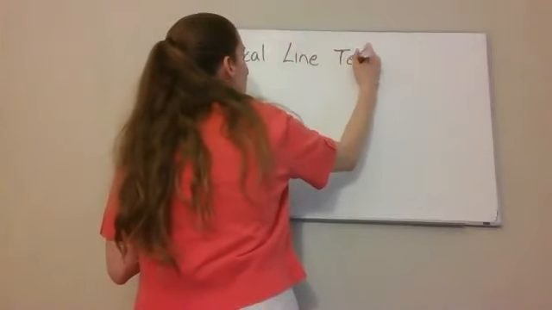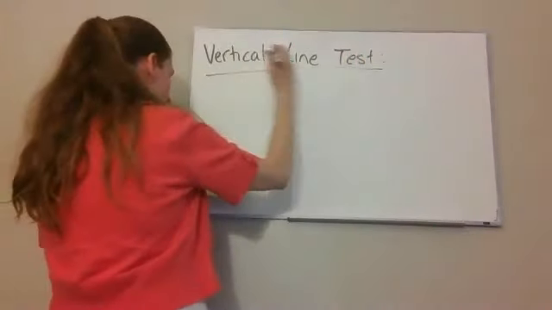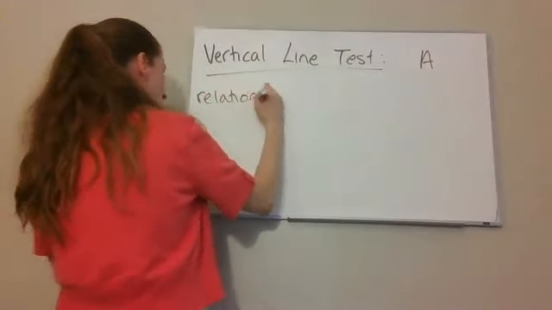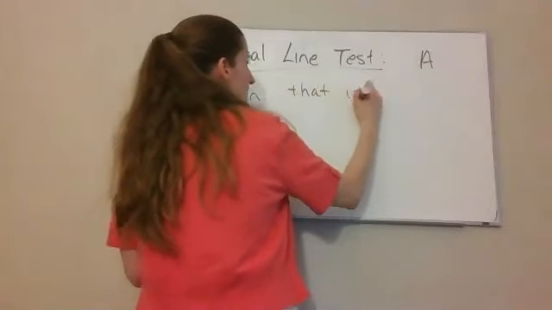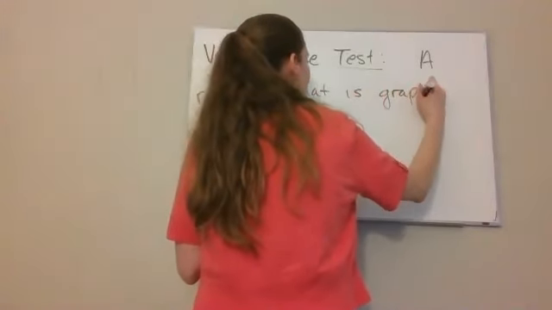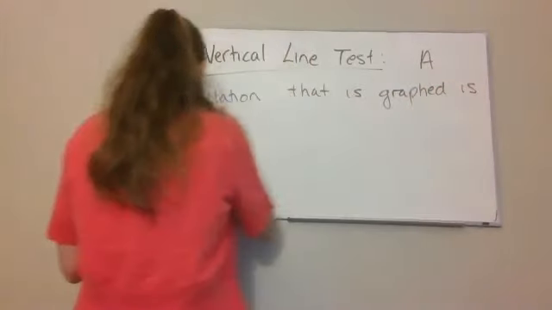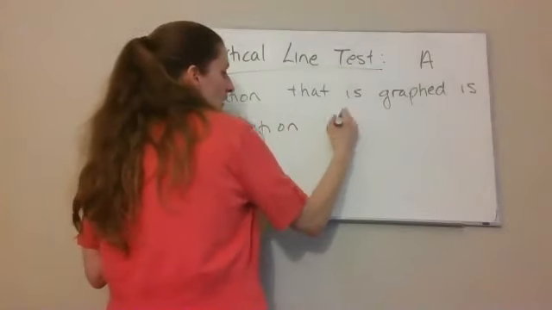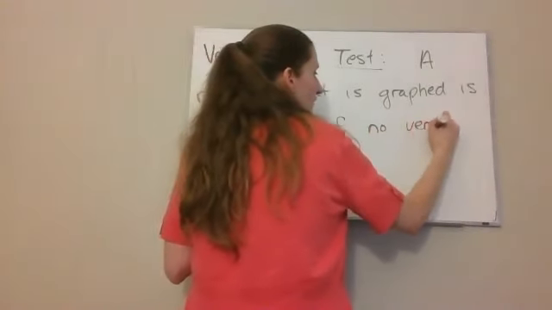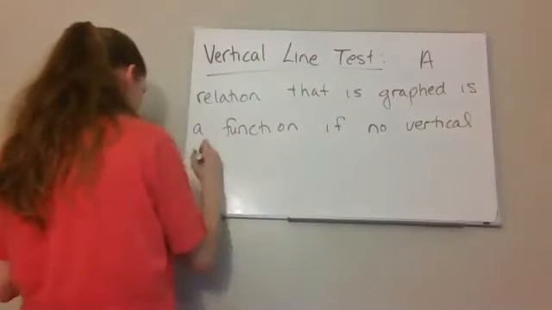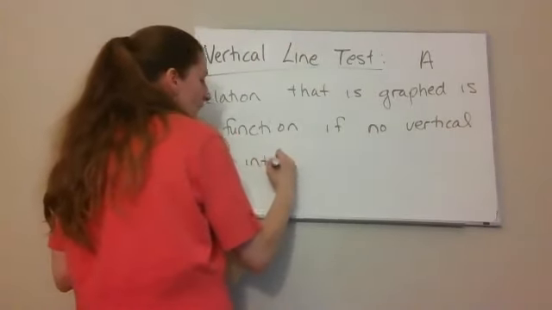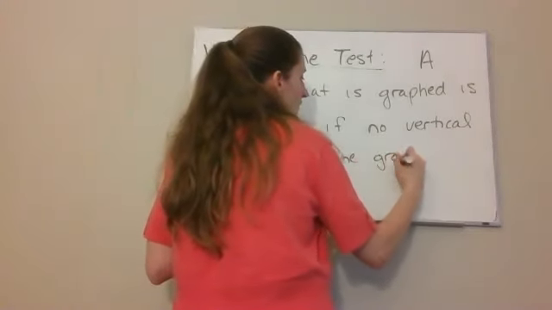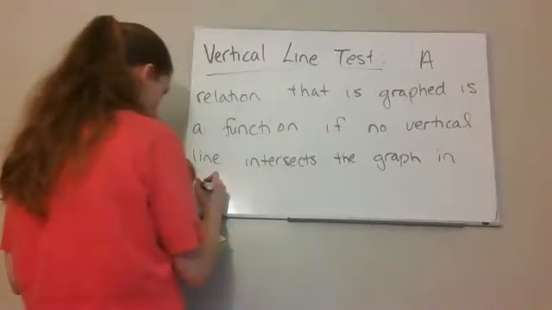The vertical line test says that a relation that is graphed is a function if no vertical line intersects the graph in more than one point.